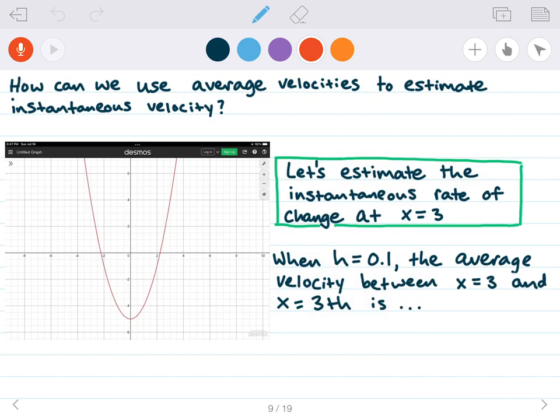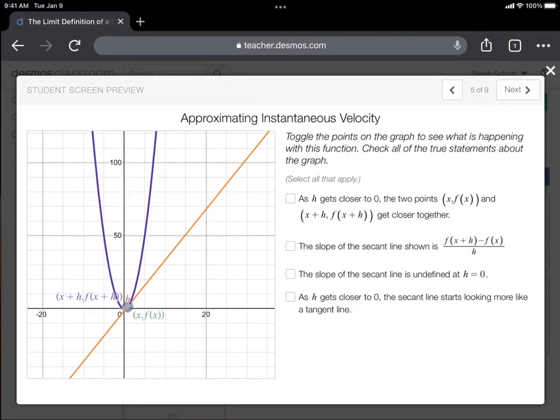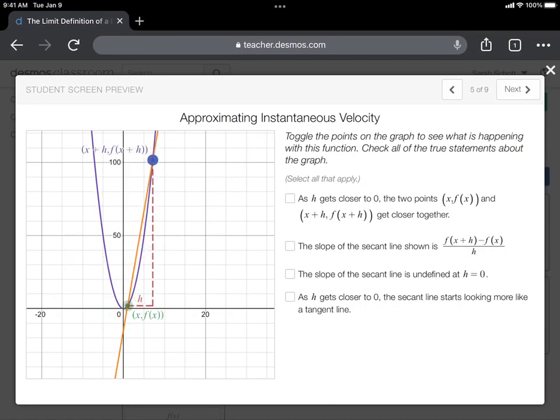So the question is, how can we use average velocities to estimate instantaneous velocities? The answer is make h very small, like we had on the demonstration. So like, you know, this is when h is pretty big, right? x and x plus h are pretty far away from each other. But as h gets smaller, this point gets closer to x. So the idea is to make h super small to give a good estimate.